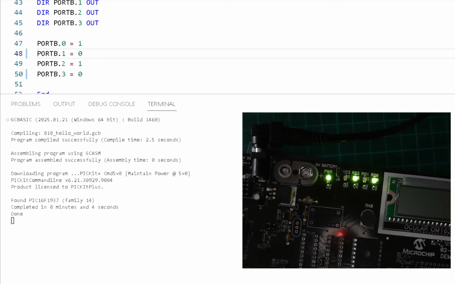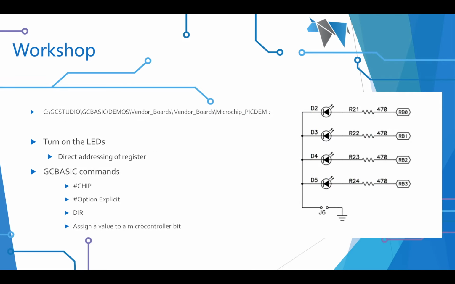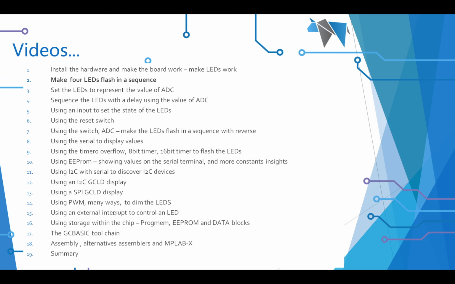Let's go back to my presentation, see what other key messages I've got for you in here. We've done the chip, Option Explicit, DIR, and we've assigned a value to the microcontroller bit, which makes the LED come on or off, as the case may be. So next time we'll be looking at making those 4 LEDs flash in sequence.